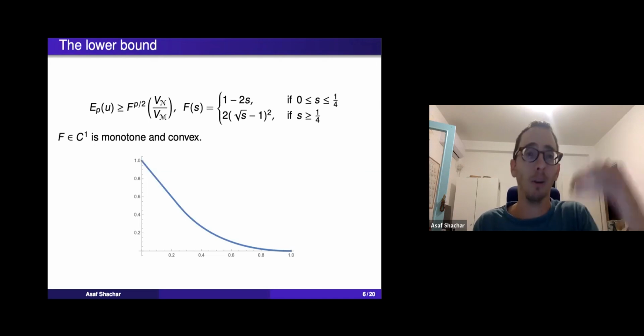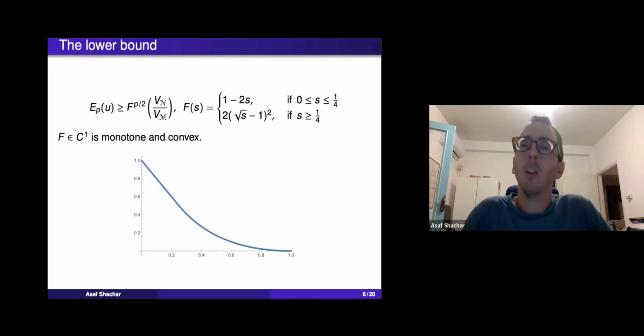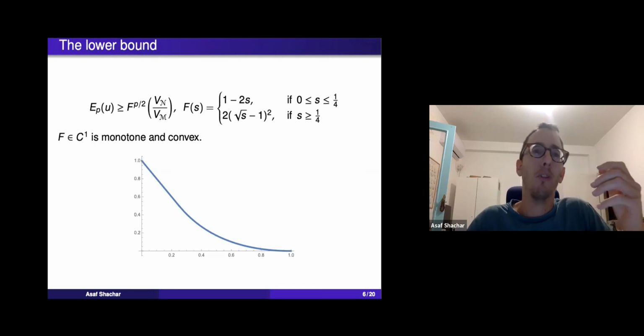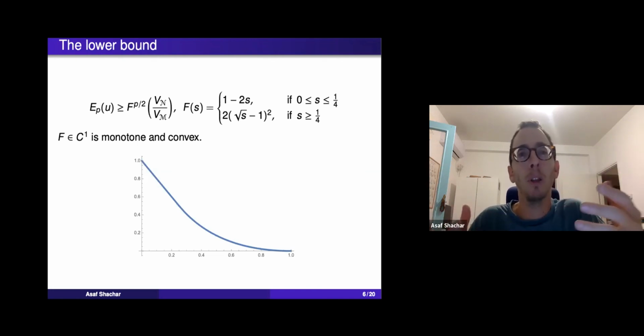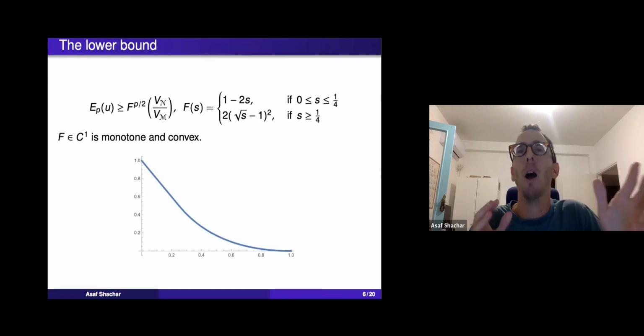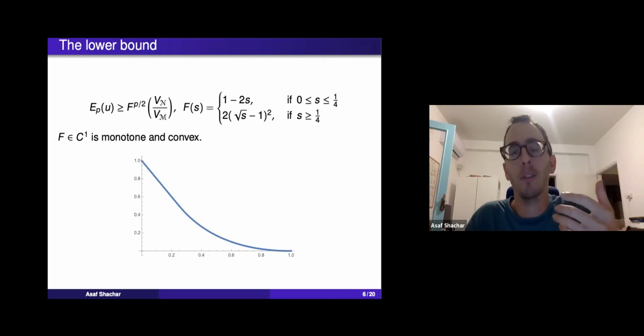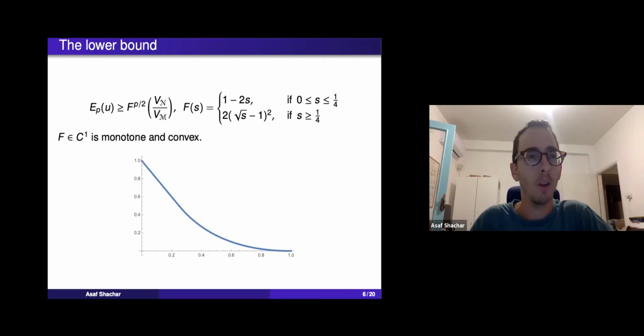And naturally, the more we squeeze, the more the ratio of areas gets smaller, then the lower bound gets higher, right? Because we expect that the more we squeeze, the more distortion we must pay. So F is monotone. This is not surprising. And what is non-trivial in advance is that it's actually convex. This will be important later. And in fact, the restriction of F to the interval 0 up to quarter is affine. And after quarter, it becomes strictly convex. And this will also be important later. So this is our function F.